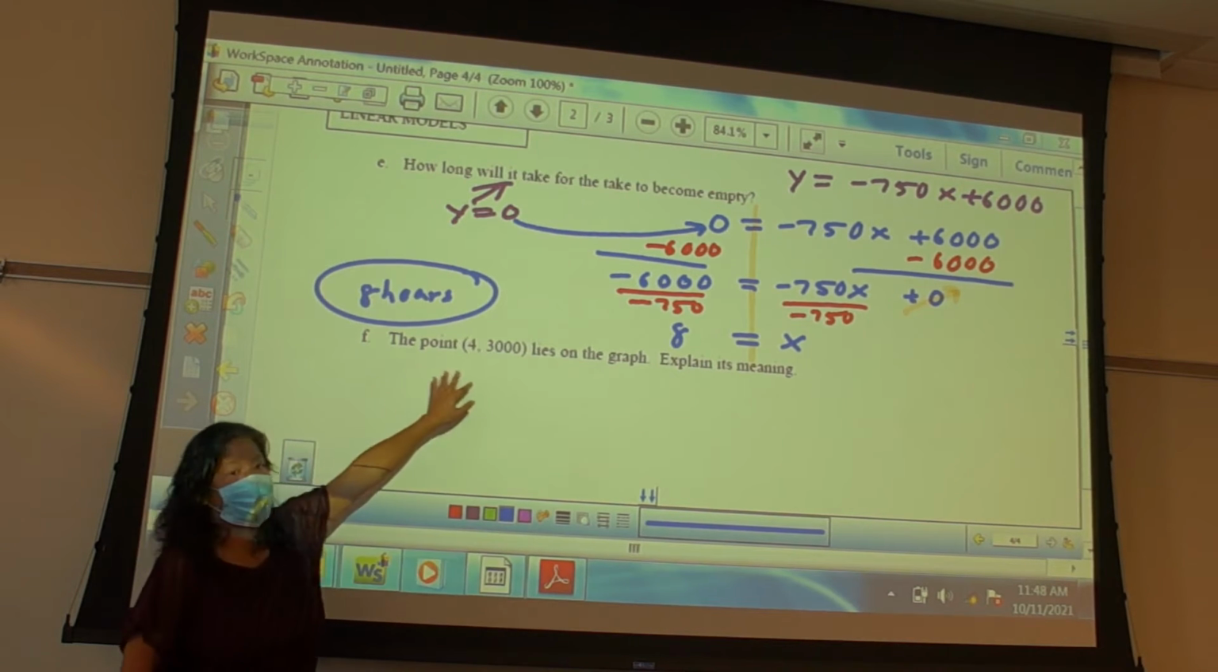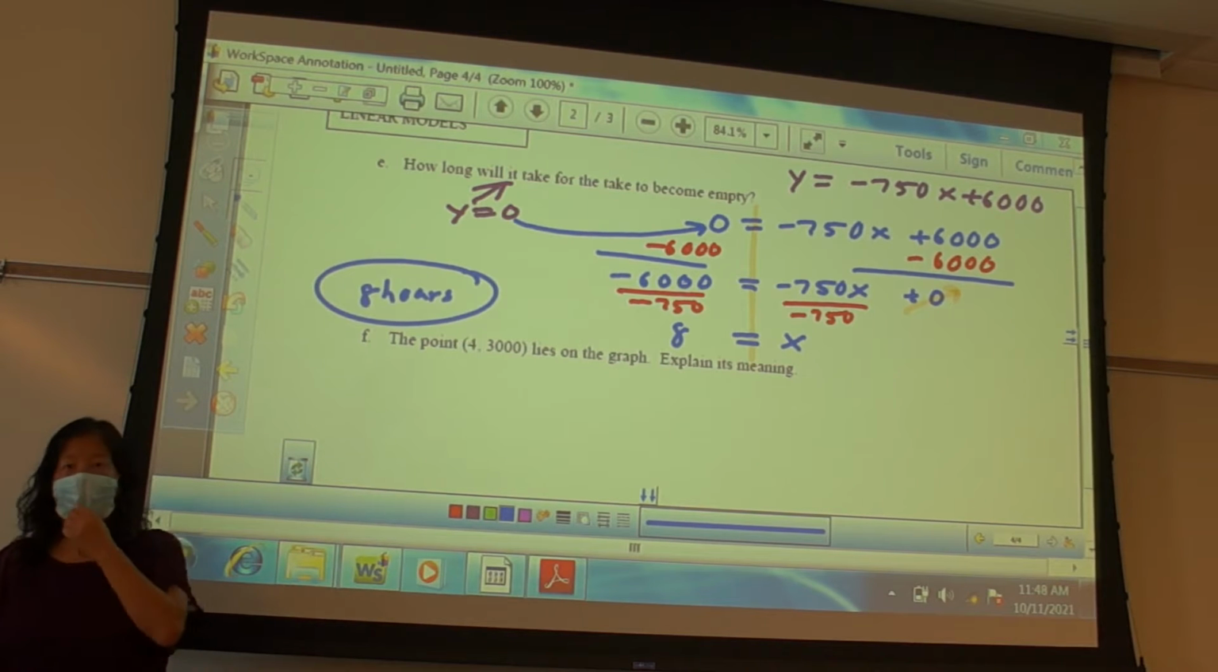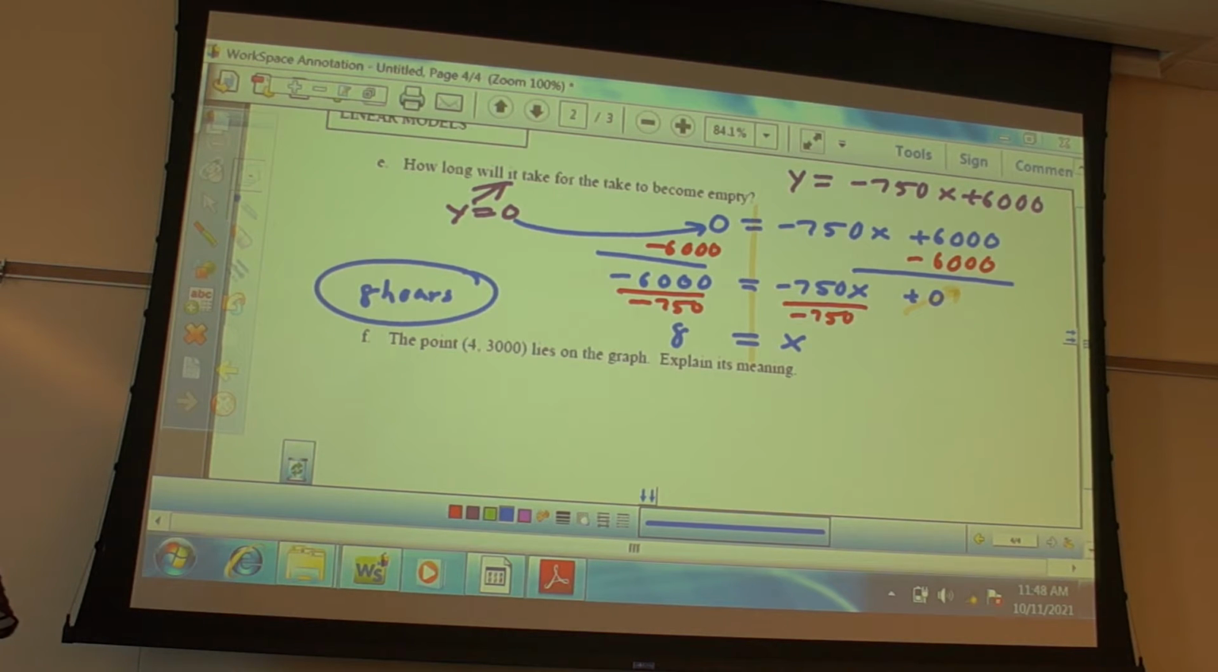Write down what this means. And I will ask, check with your neighbors. Write it down. Check with your neighbors.